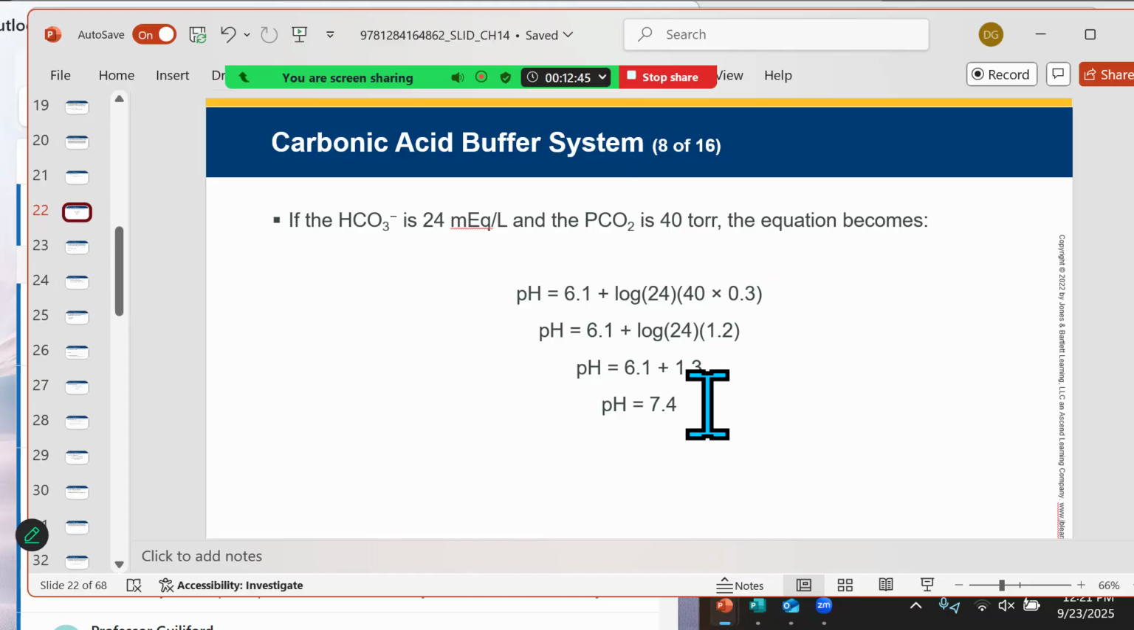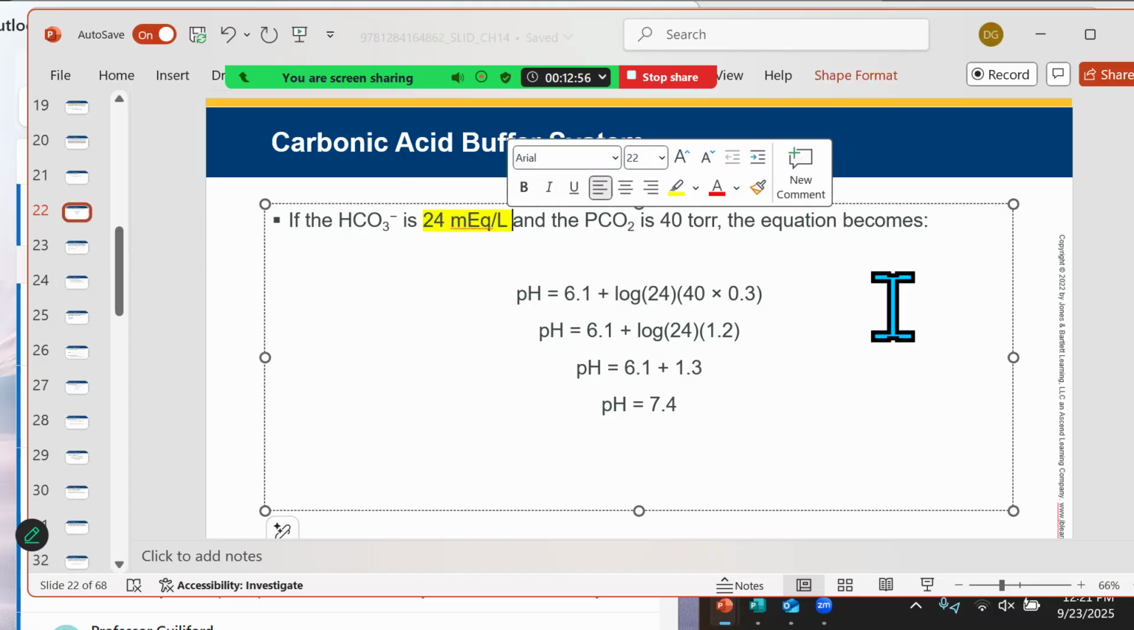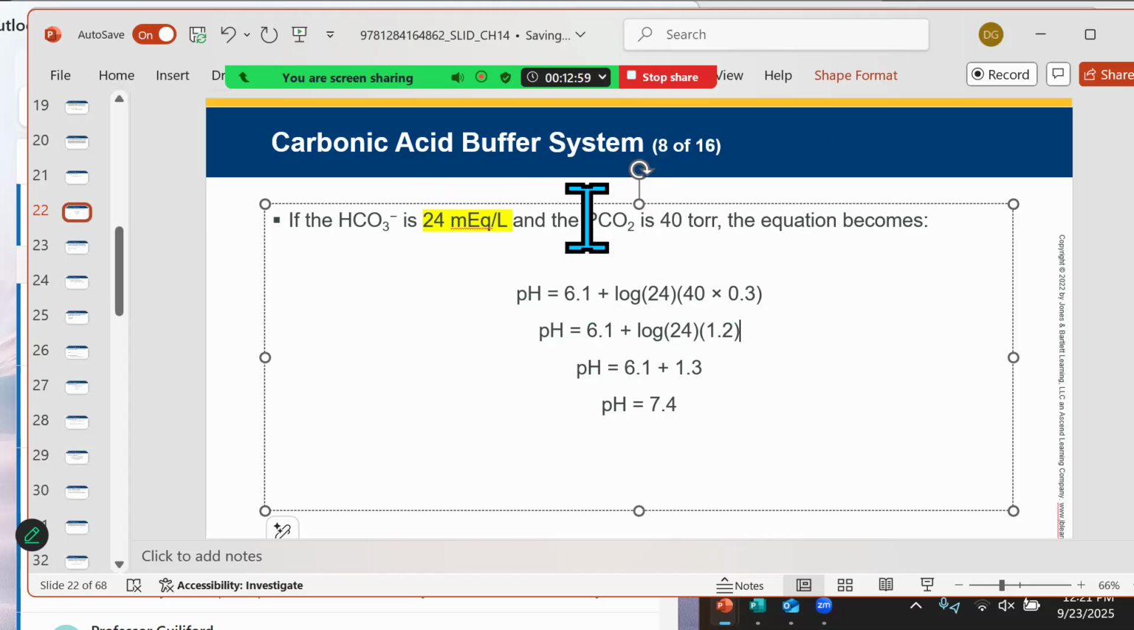In some cases, they don't have you do the math on boards. What they do is just have you recognize the formula. Bicarb is 22 to 26, so 24 would be perfect. And CO2 is 40. The range is 35 to 45, so 40 would be perfect.